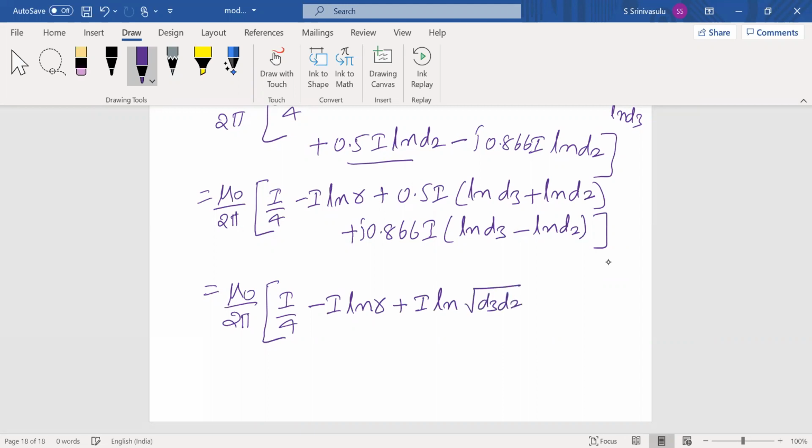Direct steps. So how have we written? I will explain. 0.866 j ln of d3 by d2. See, log A plus log B is log AB. This 0.5 goes to the power, that is whole power 1 by 2, which means root. That is root of d3 into d2 plus j 0.866 into ln of d3 by d2. Again, if you simplify further, what happens?